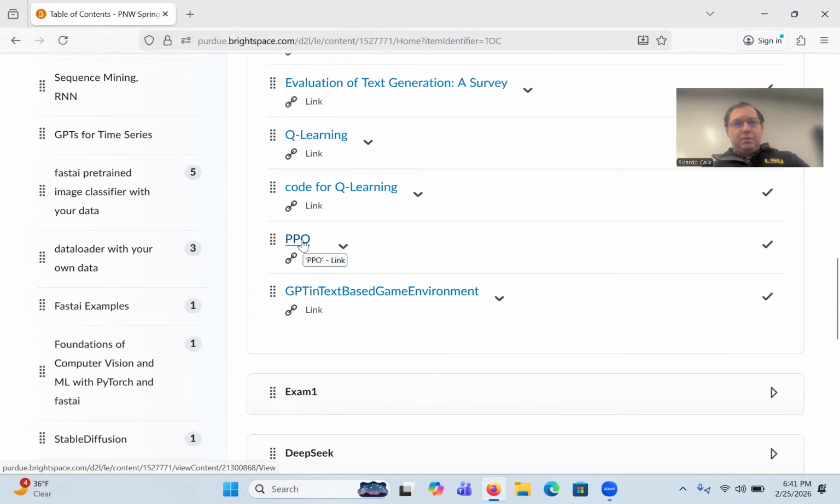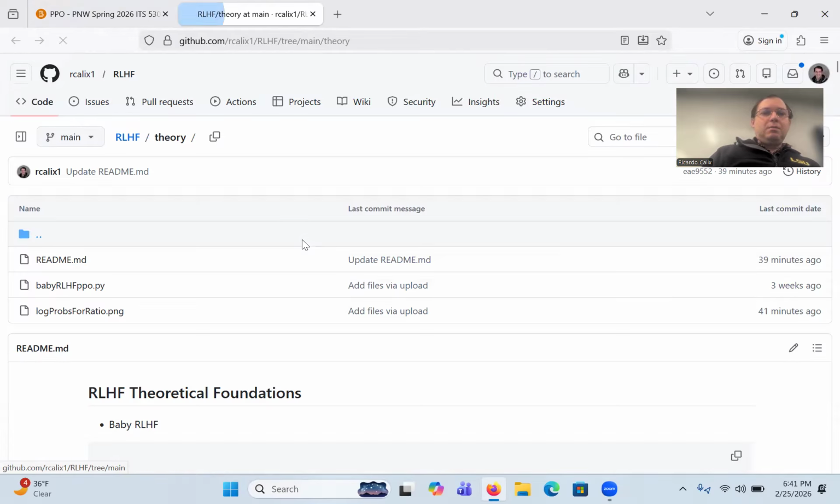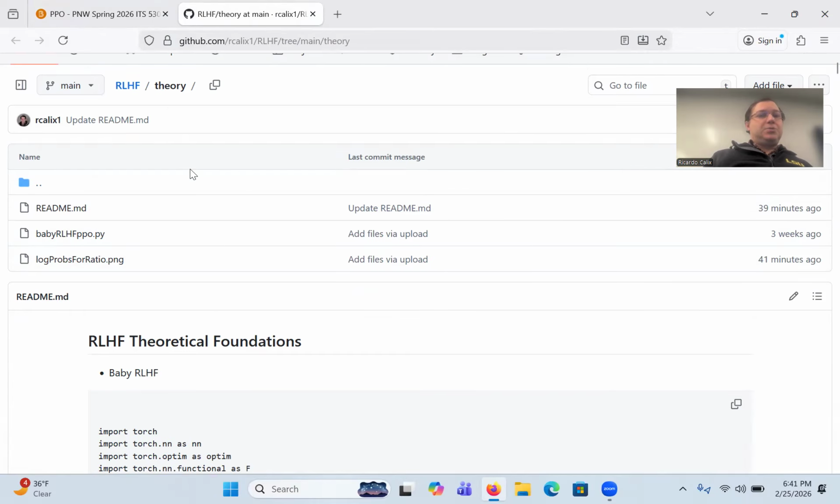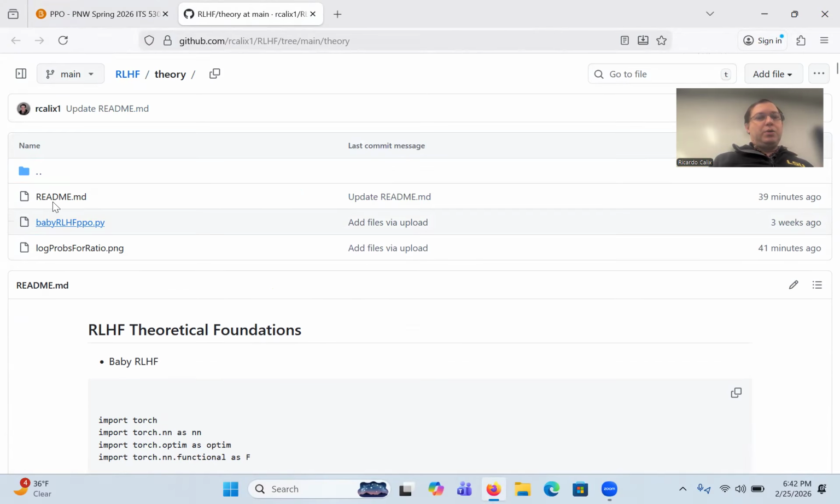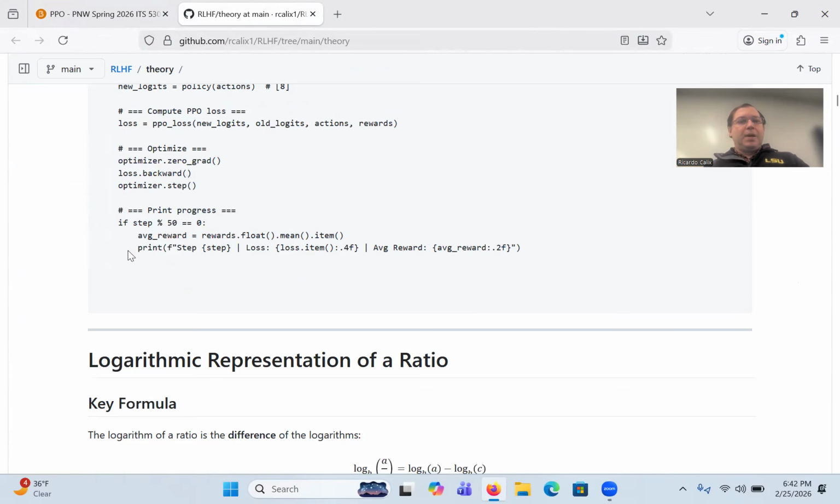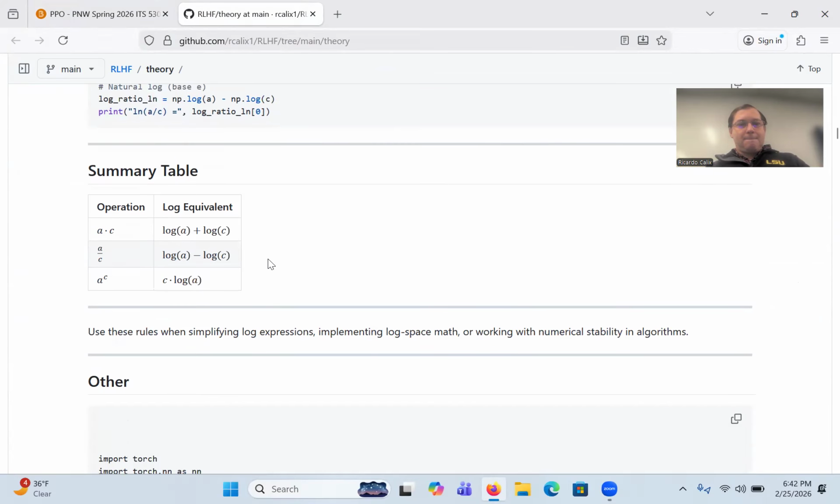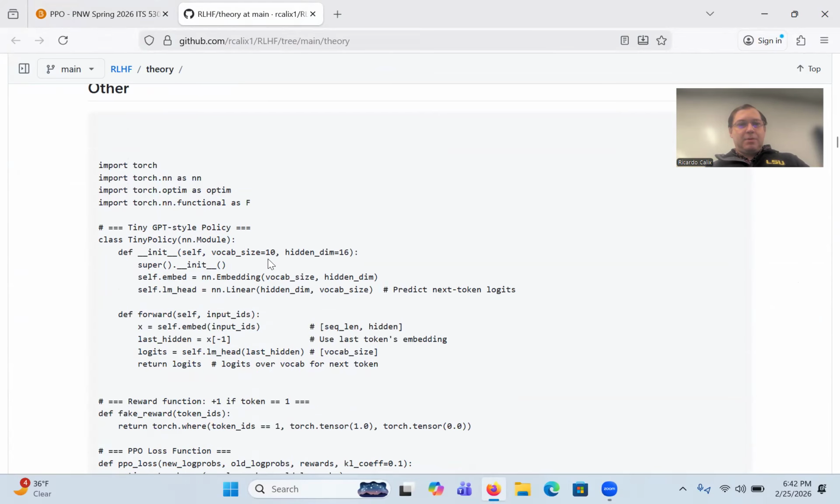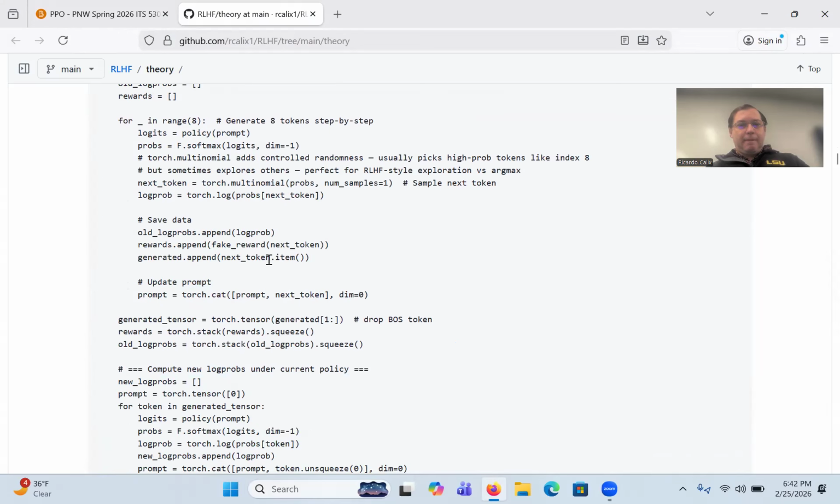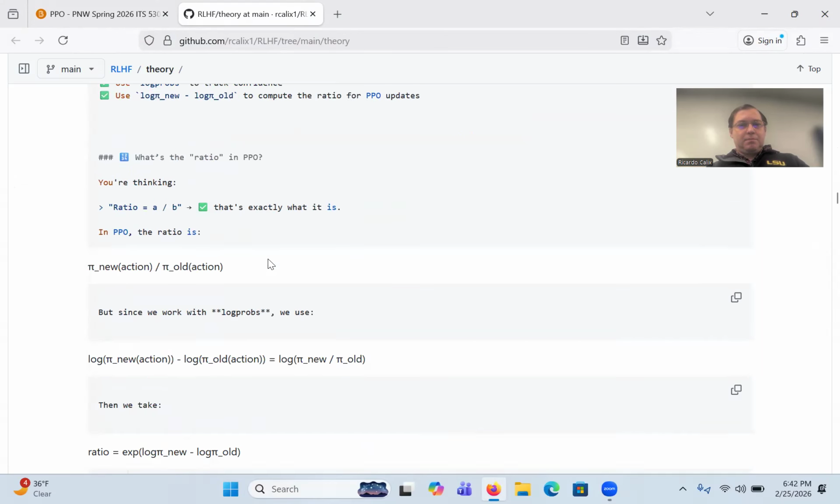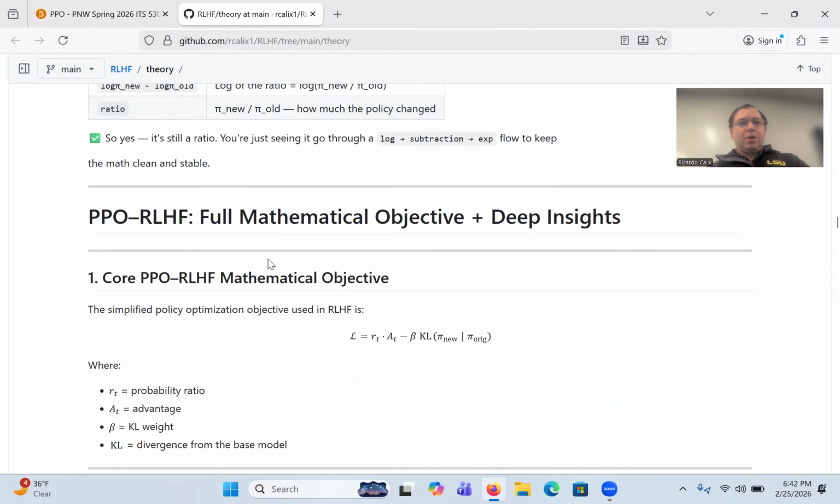PPO, yeah. Right, and here we're going to continue where we were last week. We went over the baby RLHF PPO. We went over the code. I'm still working on improving this code a little bit, but we're going to discuss a little bit more today of the equation. So PPO, RLHF, the more full mathematical objective, and some of the deep insights.